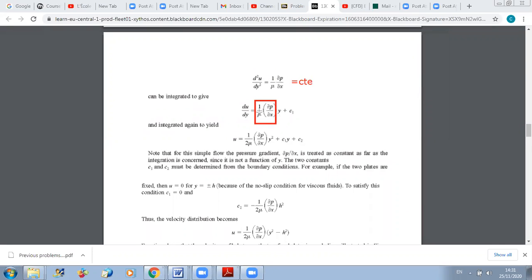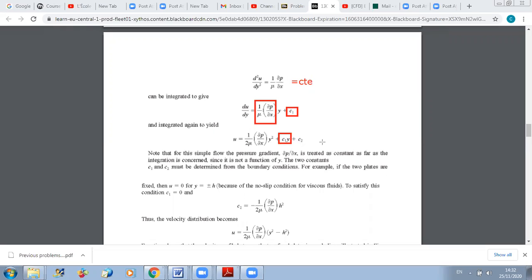So du by dy is linear with respect to y plus a certain constant c1. Now to find u, you should integrate another time. If you have a constant times y, what is the integral of a constant times y? It's the constant times y square over 2. So when you integrate again, it's 1 over 2 mu del p by del x y square, plus, when you have a constant and you integrate, it becomes c1y. And don't forget to add at the end the constant of integration, plus c2.